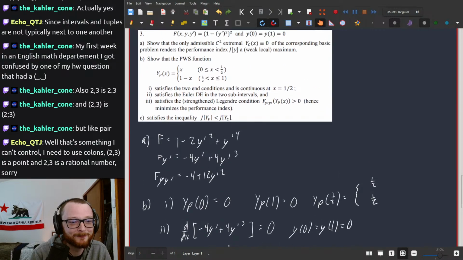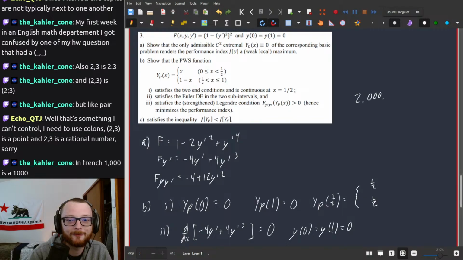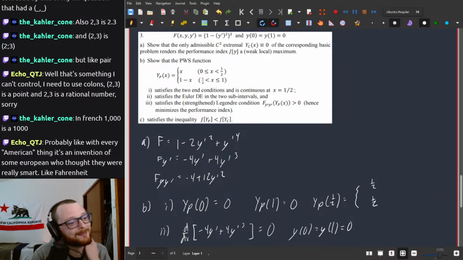But yeah, I can figure out from context what someone means. If they tell me about this number, I assume that they're just European. In French, 1,000 is 1,000. Wait, that's the same in English. We use commas for big numbers. I mentioned some European who thought they were really smart, like Fahrenheit. Yeah, that's true. Or feet and inches.